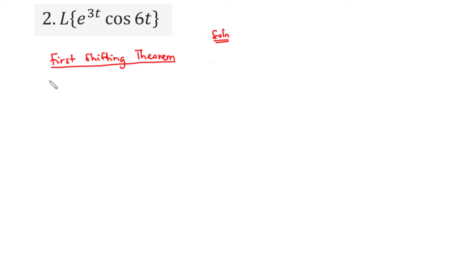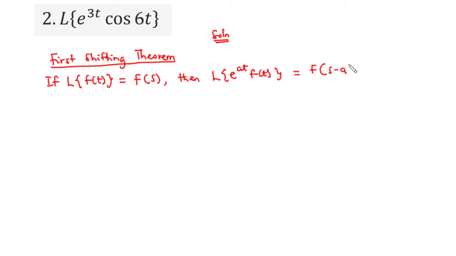Now it says that if the Laplace transform of a function f of t is equal to F of s, then the Laplace transform of the function e to the power at times f of t is nothing but F of s minus a. Now you realize that this corresponds to the question we have.